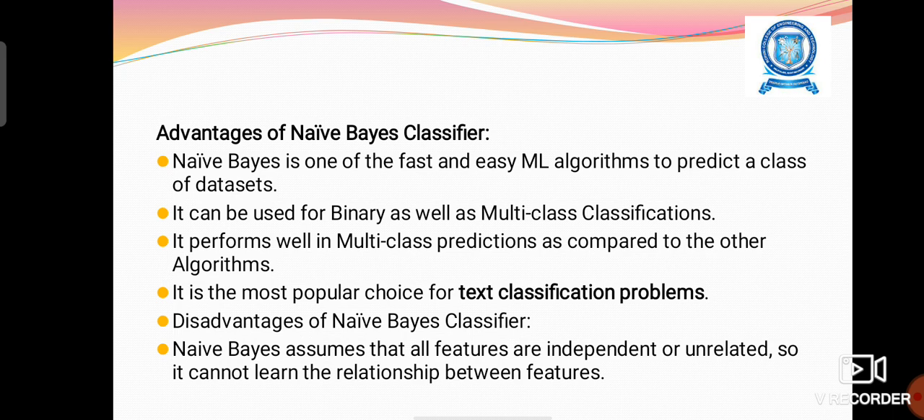And the Naive Bayes classifier has many applications. It can be used for binary as well as multi-class classifications. It performs well in multi-class predictions as compared to other algorithms. It is the most popular choice for text classification. Also, it has a disadvantage, that is, it assumes that all features are independent or unrelated, so it cannot learn the relationship between the features.